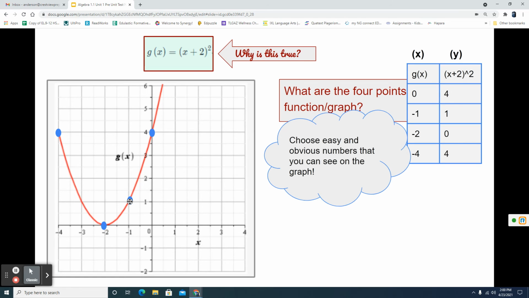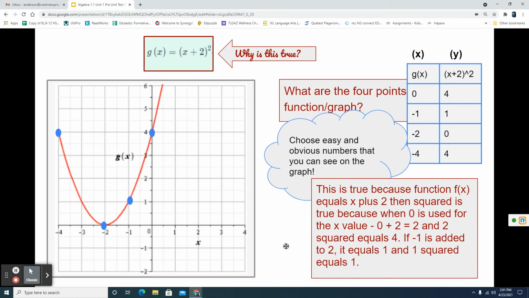If I put in negative 2 as our x value, negative 2 plus 2 is 0. 0 to the second power, 0 times 0 is 0. That gives us this particular point here. Choose easy and obvious numbers that you can see on the graph. You're proving that this is true by simply taking our x values, the easy numbers you can see, popping them into this equation. Our y value is the answer.